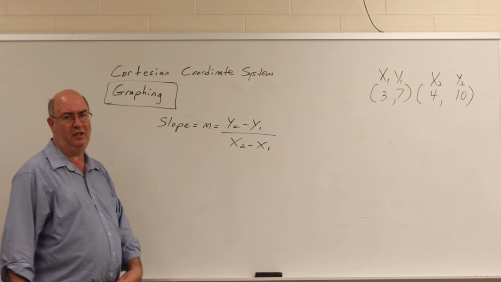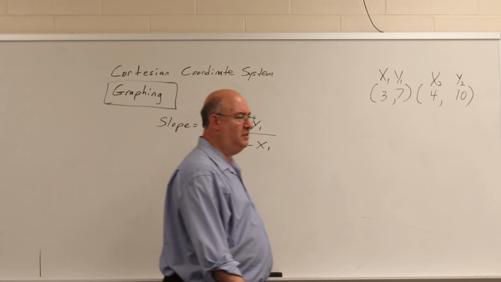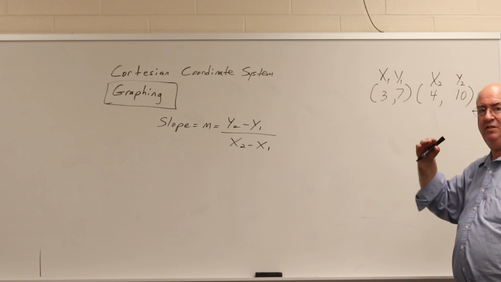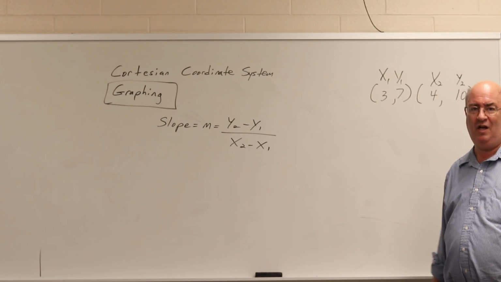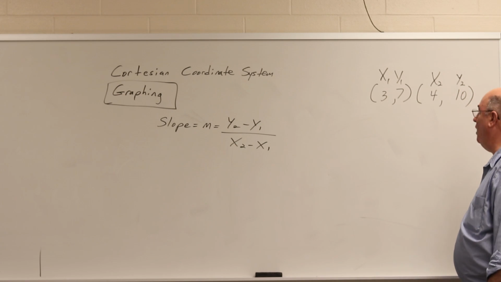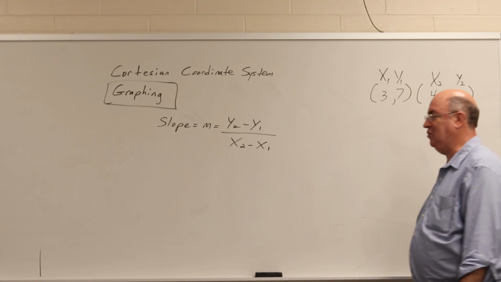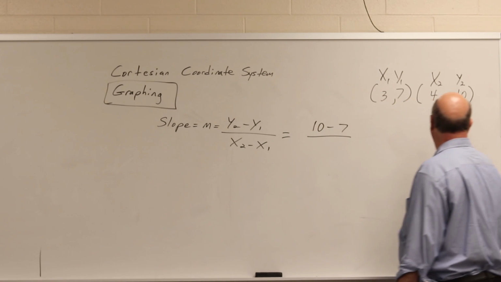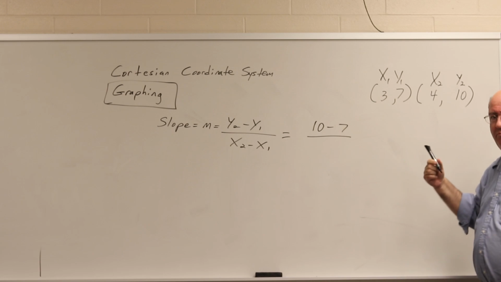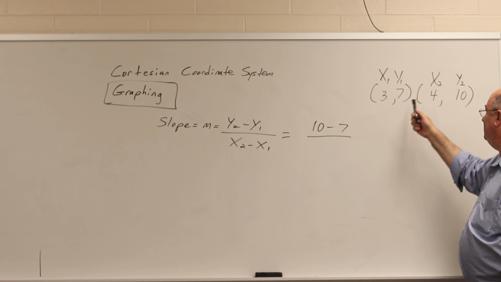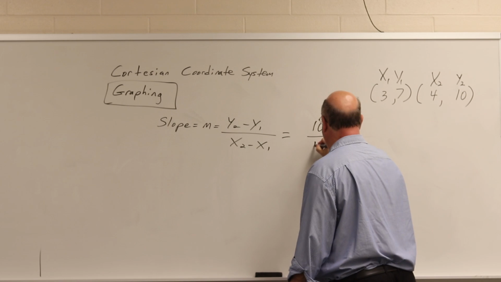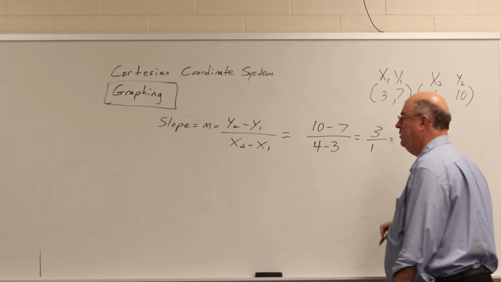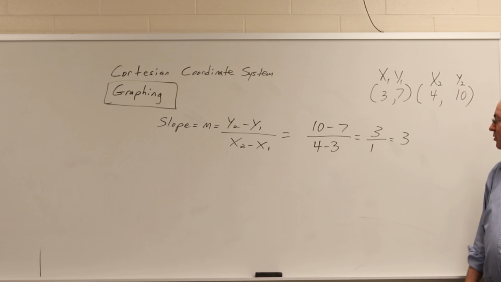So the way to calculate the slope is pretty easy. We take y first. Y is in the numerator, x is in the denominator. So we take the second y and we subtract the first y, these 2 points. Let's do that right now. Take 10 minus 7, y2 minus y1. X goes the same way, the second x minus the first x. That's our denominator. 3 over 1, or 3. So our slope is 3.